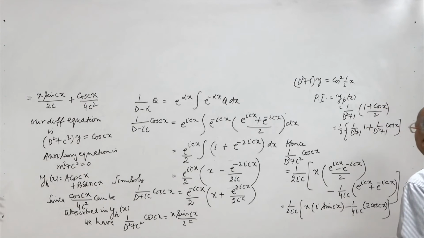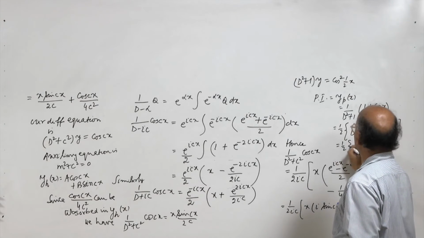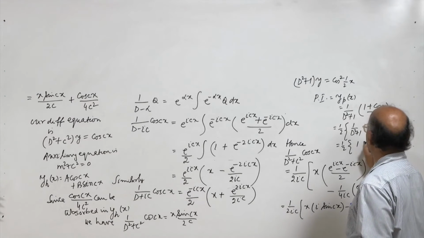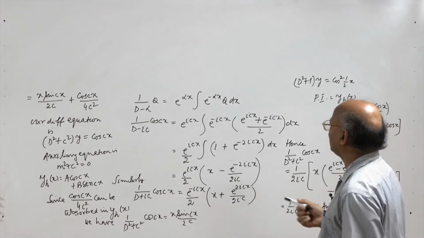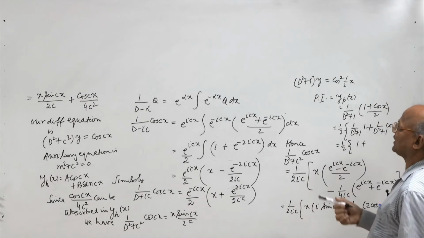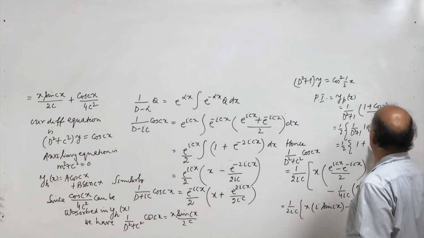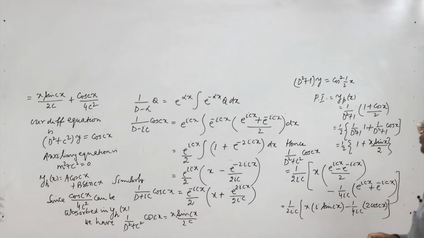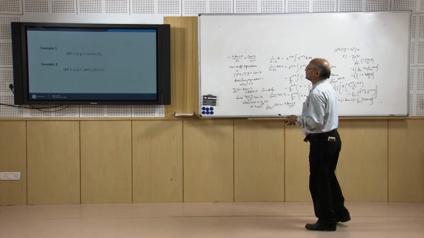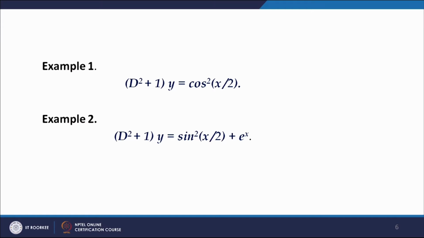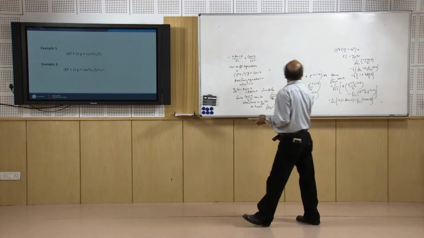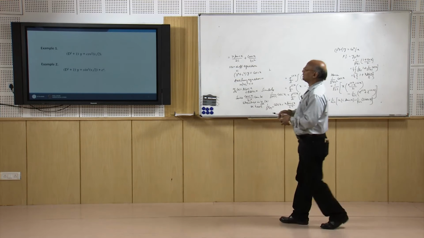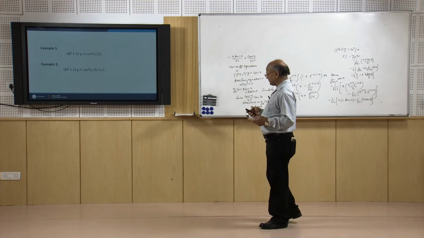1 can be regarded as e to the power 0x, so D is replaced by 0, and we have 1. And then 1 over D squared plus c squared cos cx gives x sin cx over 2c, so c is equal to 1 here, and we have x sin x divided by 2, by using the formula which we have just proved. And similarly we can solve example 2. In example 2, when we find the particular integral, sin squared x by 2 is written as 1 minus cos x over 2, and then we apply the same formula, 1 over D squared plus c squared cos cx equal to x sin cx by 2c, to obtain the particular integral.